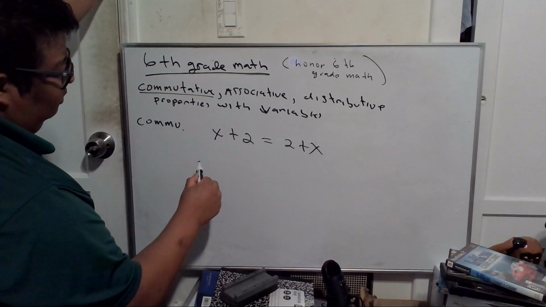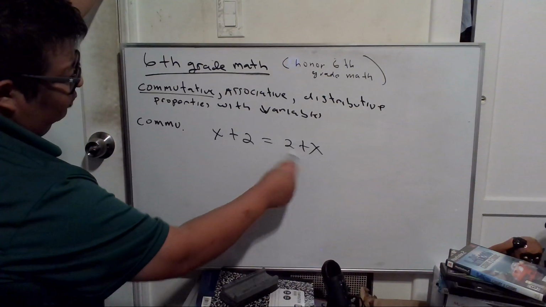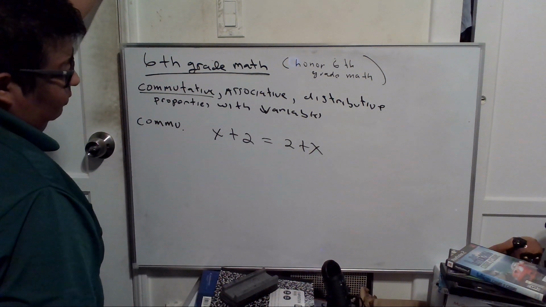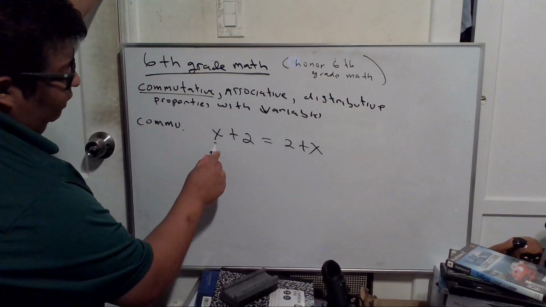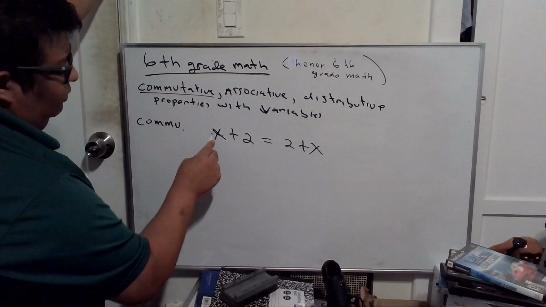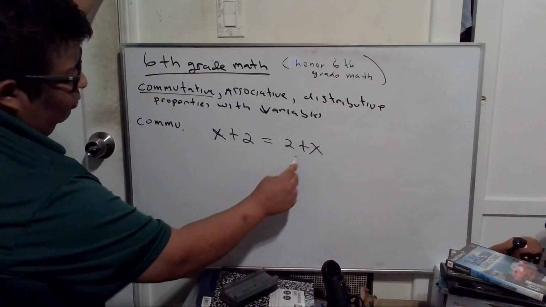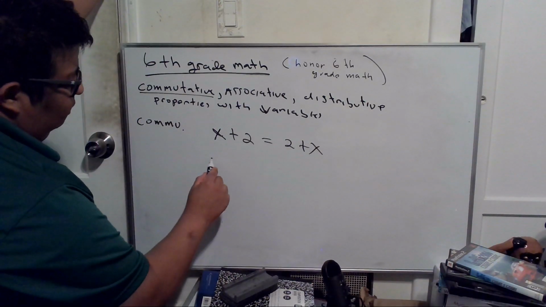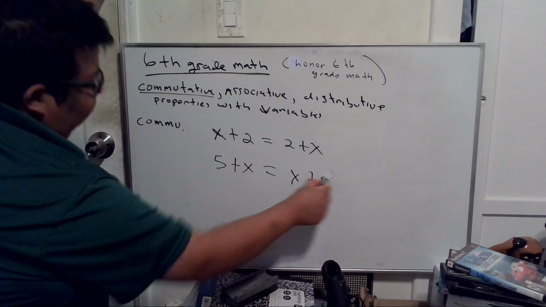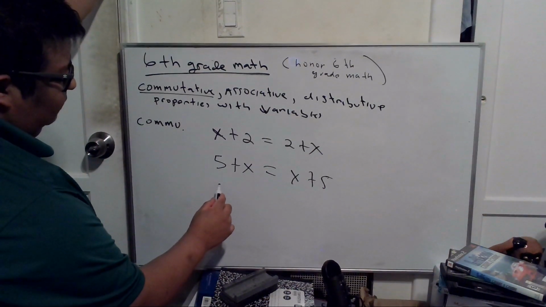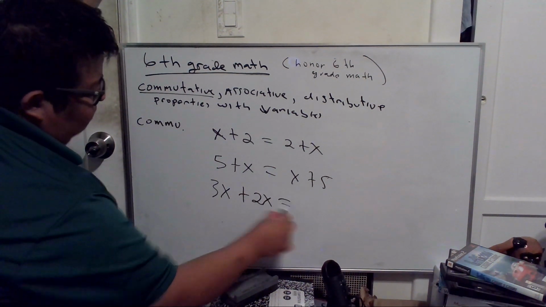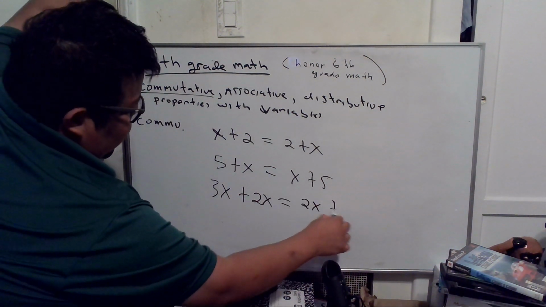That means that no matter the order, if you switch the order of two terms, it still gives you the same value if you plug in anything here. But usually, right now at the beginning, you're not taught to place any value into x. So you just say x plus 2 is the same thing as 2 plus x. So this tells you that, let's say if you have 5 plus x, it's going to be the same thing as x plus 5. And the same thing if I say something like 3x plus 2x, it's going to be the same thing as 2x plus 3x.